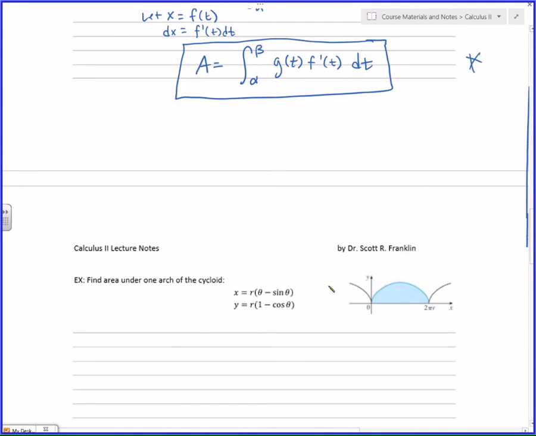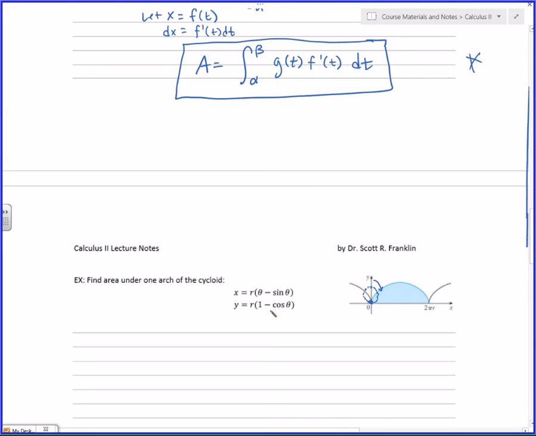For example, one of the curves we looked at last time was the cycloid. That's where you've got the circle of radius r sitting here, and it's going to roll, and you're tracing out the point on the outside of this thing as it rolls. Do you remember that animation? I showed it to you last time. I can pull it up if I need to. It's not really all that important.